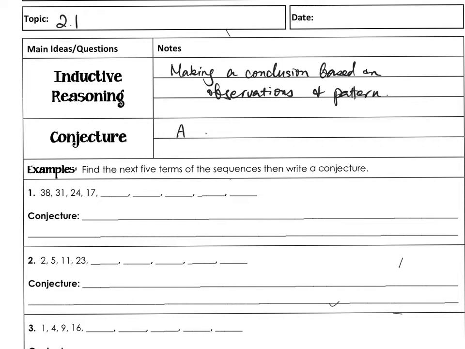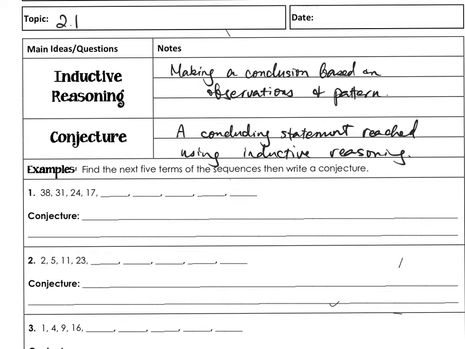So a conjecture is a concluding statement reached using inductive reasoning. And in math, we have many, many examples. In the examples below, let's look at this. We have several numbers. We're supposed to find the next 5 terms of the sequences, then write a conjecture.